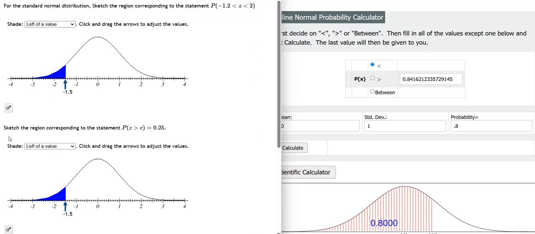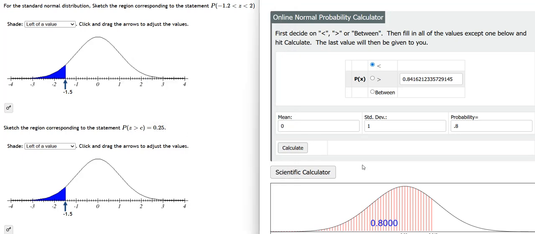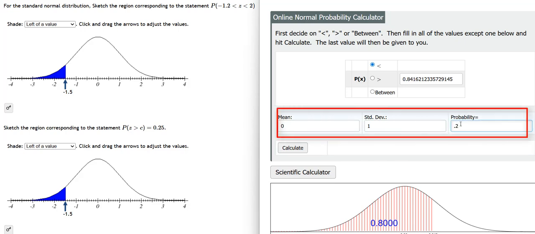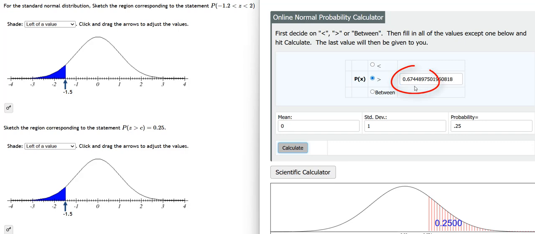Now let's look at a slightly different version of that same type of problem. Sketch the region corresponding to the statement probability that z is greater than c is 0.25. So this is pretty straightforward. Let's just go over to our calculator here, switch this to 0.25, and we want probability that z is greater than c. So I'm going to click the greater than, and I hit calculate, and I get 0.674. So if we round to one decimal, that's 0.7.